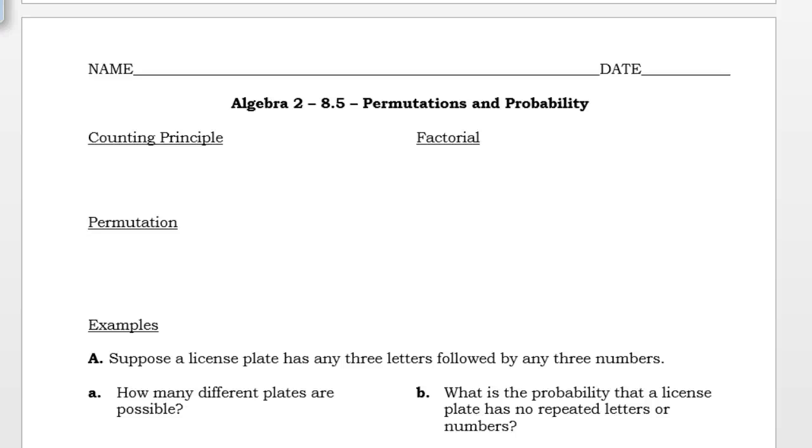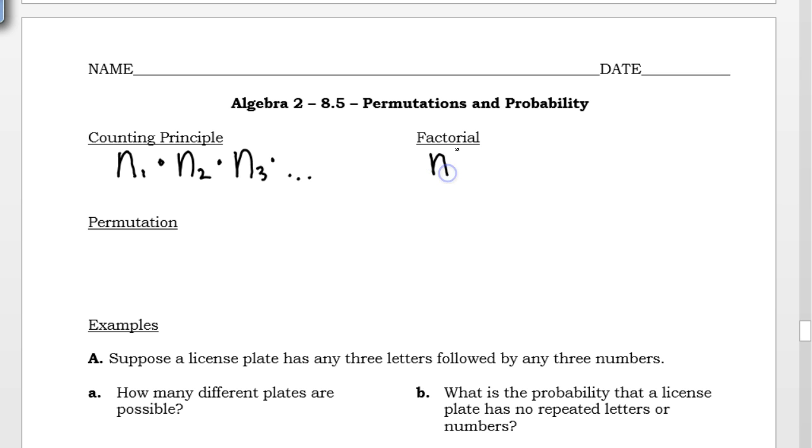This is Algebra 2, Lesson 8.5, Permutations and Probability. The counting principle says that if you want to count the number of ways to do something, and you have n ways to do one thing, and n ways to do something else, and n ways to do something else, basically you just keep multiplying them all together, and that would show you how many ways there are to do all of those things.